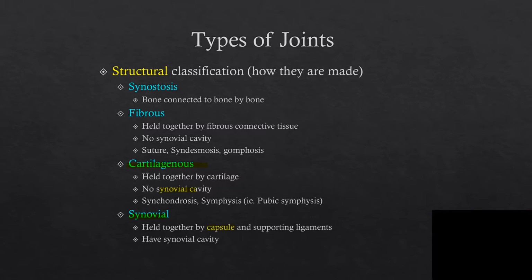Basically, that's ligament and dense connective tissue that holds the two bones together. Inside this capsule are supporting ligaments, either intercapsular, within the capsule, capsular, which are part of the capsule, or extracapsular, which are on the outside of the capsule. We'll talk about that before. But the biggest thing that really classifies or characterizes a synovial joint is they have a synovial cavity.